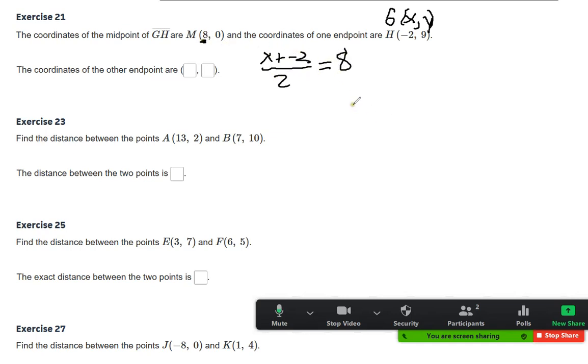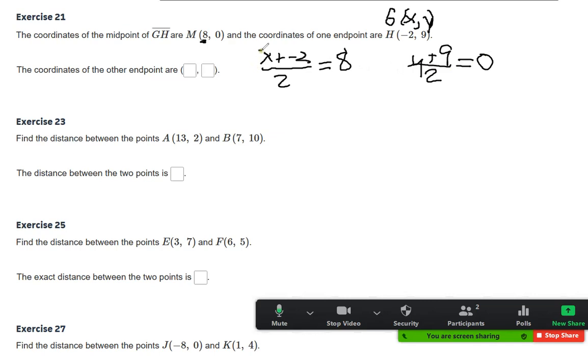Does that make sense? We're following the formula, but a different way. Instead of this over here being our unknown, this one's our unknown. And I'm going to do the same thing with the y coordinate. These two added together, y plus 9 divided by 2 is equal to 0.